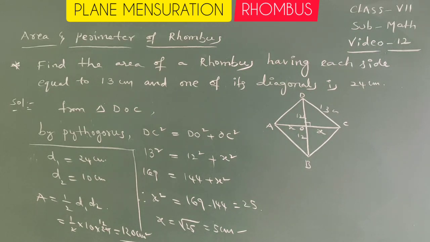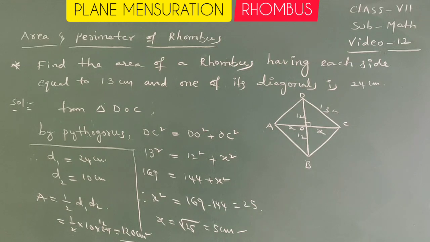Okay, it is visible. Now, second problem: find the area of a rhombus having each side equal to 13 centimeters and one of its diagonals 24 centimeters. The given information is pasted on the figure. Now ABCD is the required rhombus. Each side equal to 13, and for one of the diagonals, I took the given diagonal as BD.